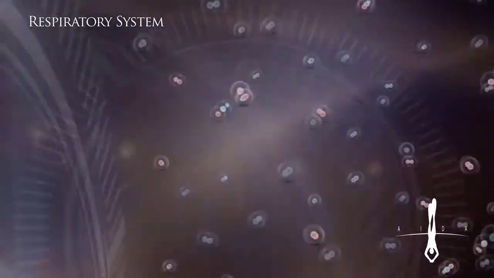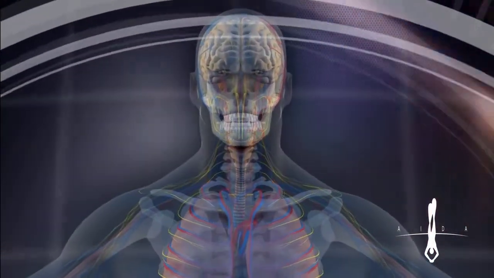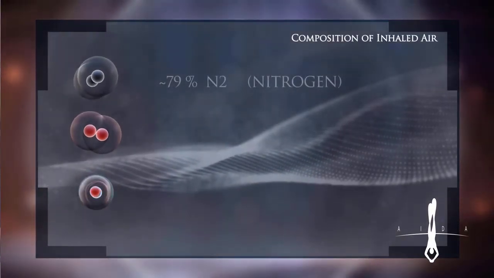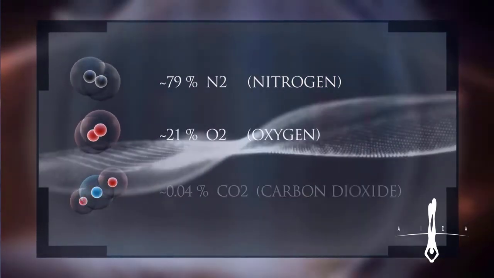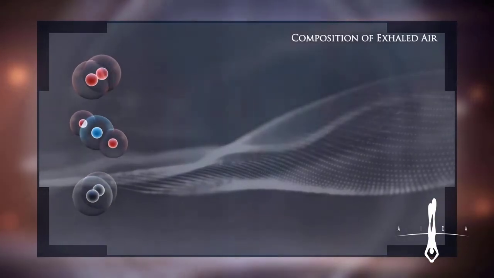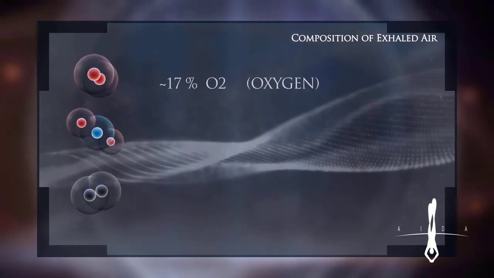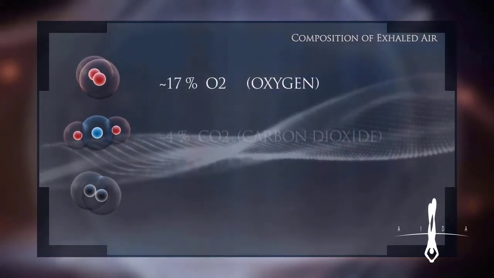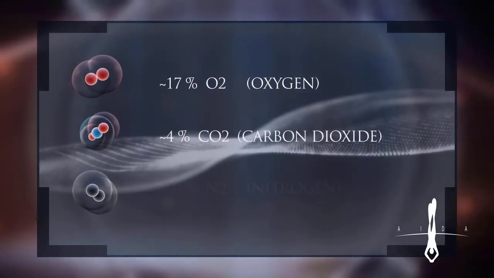In order to stay alive, we need to breathe air. We breathe in air which contains approximately 79% nitrogen, 21% oxygen, and 0.04% carbon dioxide. We exhale air that contains less oxygen, around 17% of the total volume of air, but contains 100 times more carbon dioxide, approximately 4% of the total volume of air, than air we breathe in.